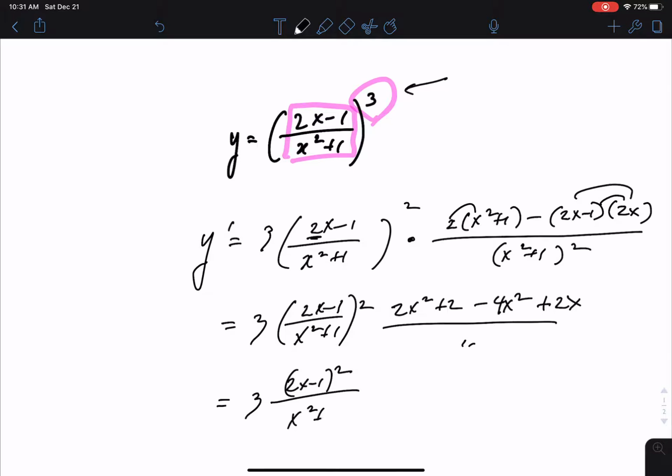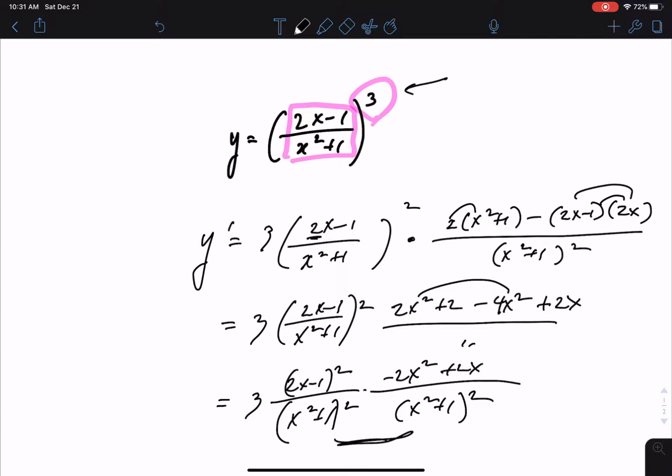The bottom is x squared plus 1, also squared. I separated it because this is also x squared plus 1 squared, right? So you can combine these two. And then here you have minus 2x squared plus 2x plus 2, right?